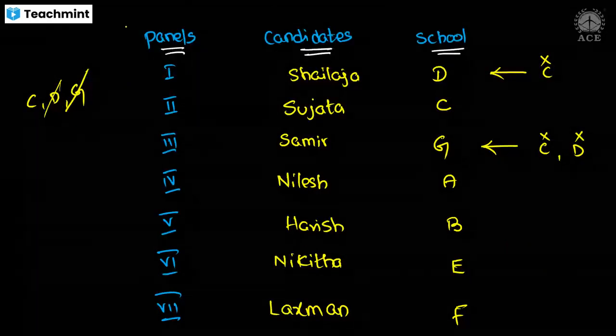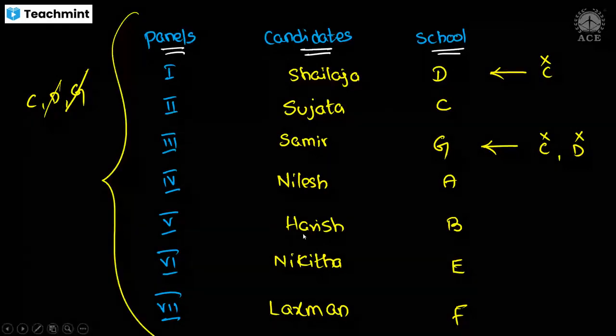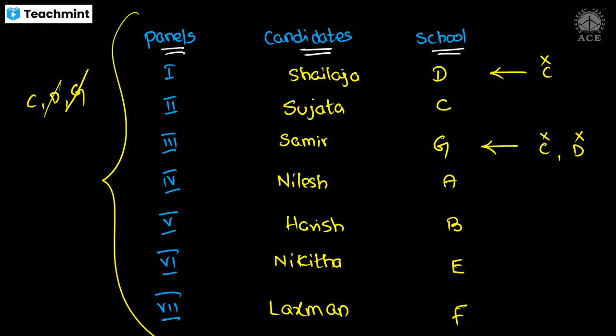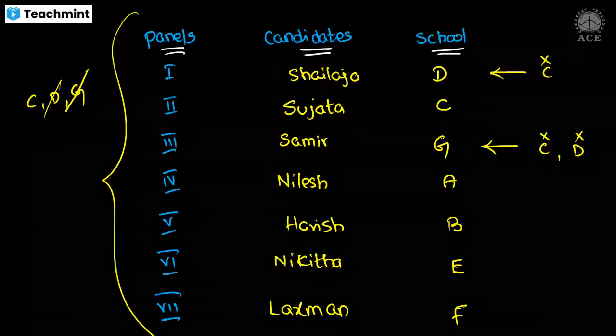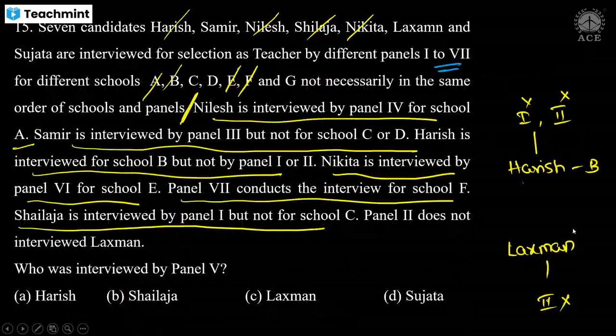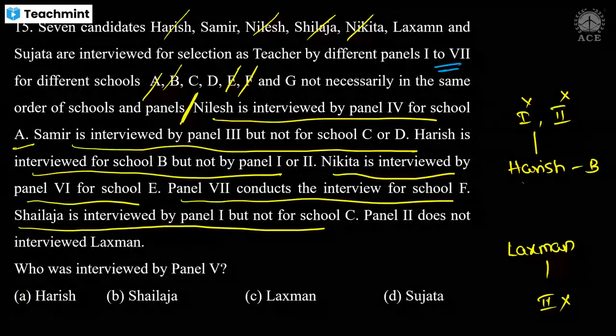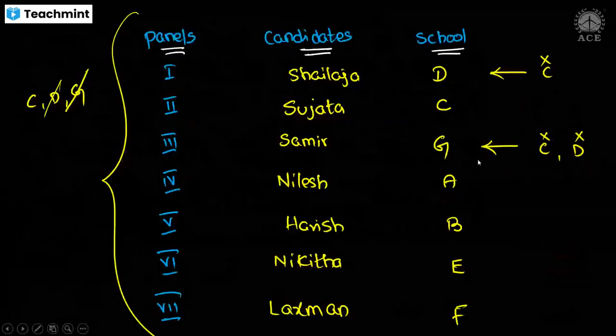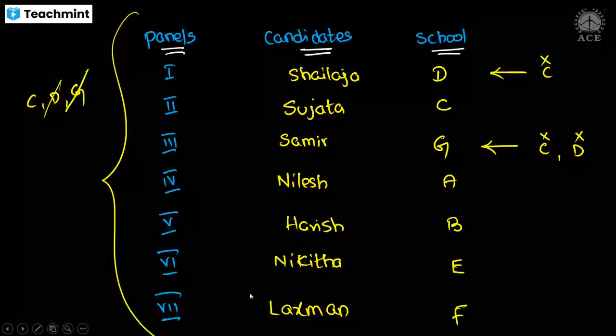There is a lot of information here. They can ask many questions with this data. One by one we need to map. It's not that easy. So guys, here panel 5 interviewed Harish. That clarity we got. It's not by 1 and 2, but before itself there are some panels already assigned. Then we'll get the clarity. Okay, Harish is interviewed by panel 5.